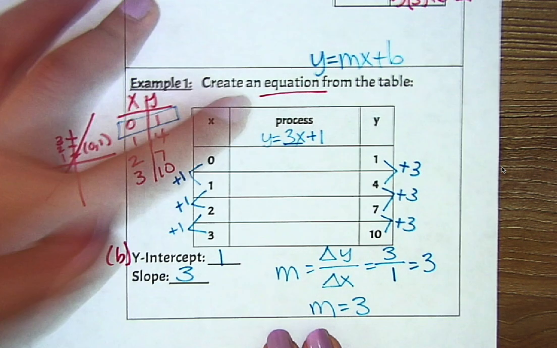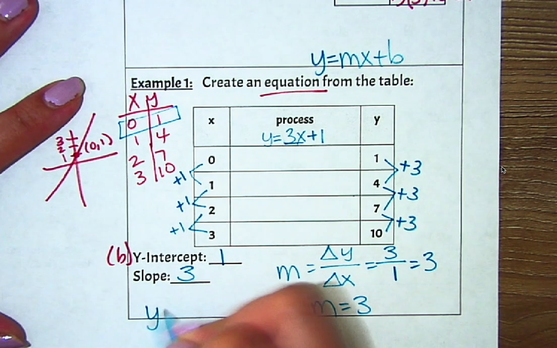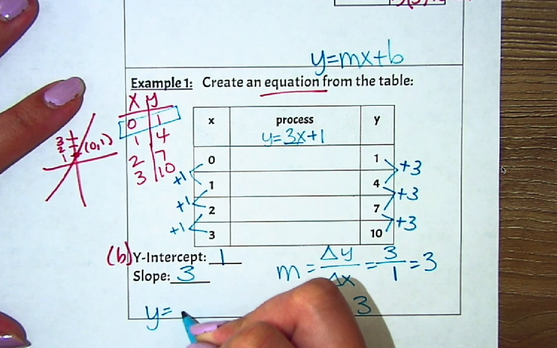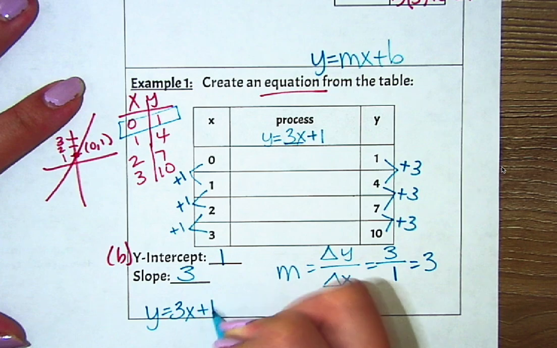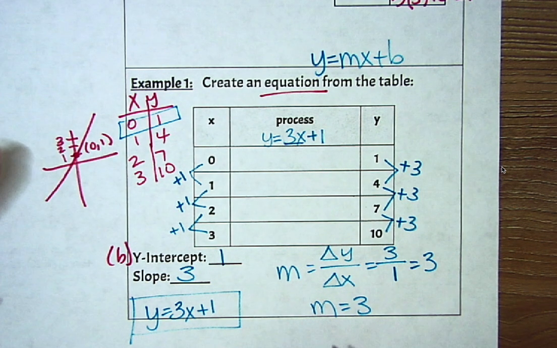So we just created an equation from this table. Y equals 3x plus 1. Box your answer. Okay. I know that was a lot to take in, but we'll do more practice.